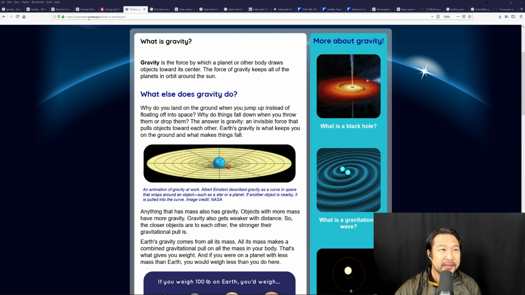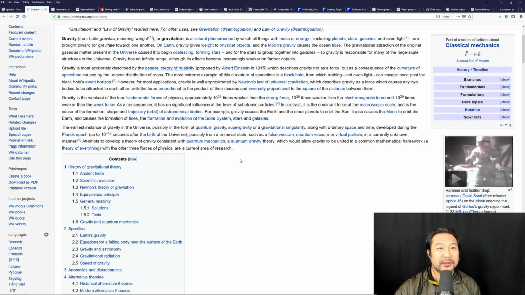And it's NASA. Now, however, if you go to Wikipedia, they're going to give you a couple of things, right? They're going to say, hey, it's a natural phenomenon by which all things with mass or energy, including planets, stars, galaxies, even light, are brought toward or gravitate toward one another. And of course, on Earth, gravity gives weight to physical objects, and the moon's gravity causes the ocean's tides. We'll get more into that later.